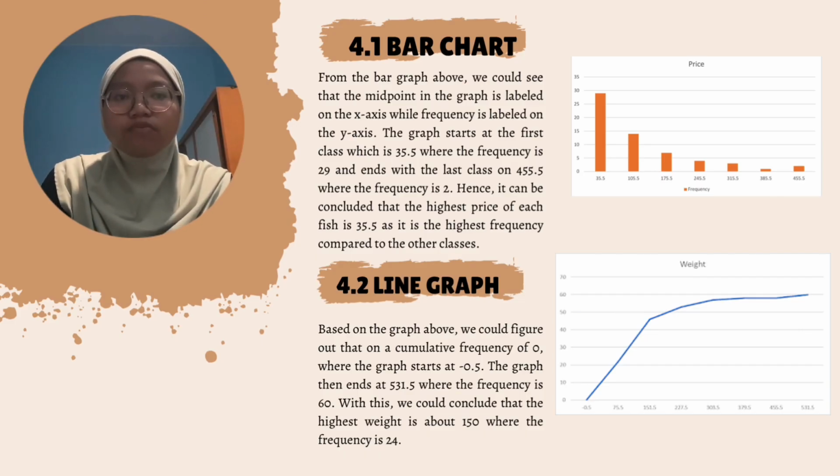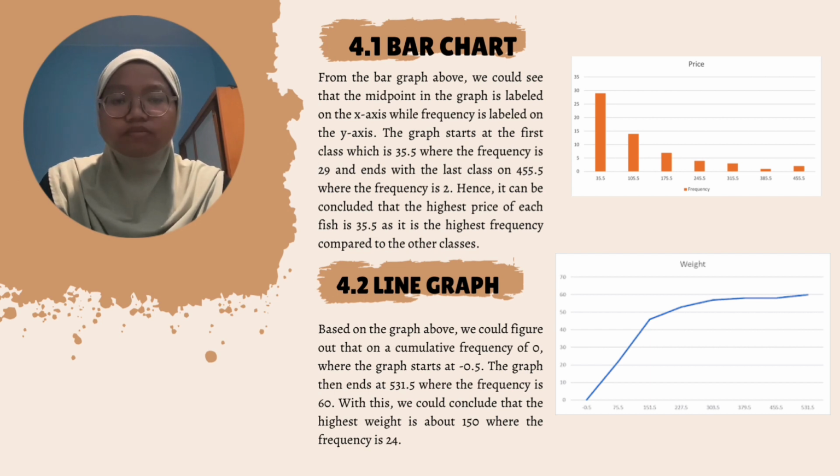4.1. From the bar graph above, we could see that the midpoint in the graph is labeled on the x-axis while frequency is labeled on the y-axis. The graph starts at the first class, which is 35.5, where the frequency is 29, and ends with the last class on 455.5, where the frequency is 2. Hence, it can be concluded that the highest price of each fish is 35.5, as it is the highest frequency compared to the other classes.